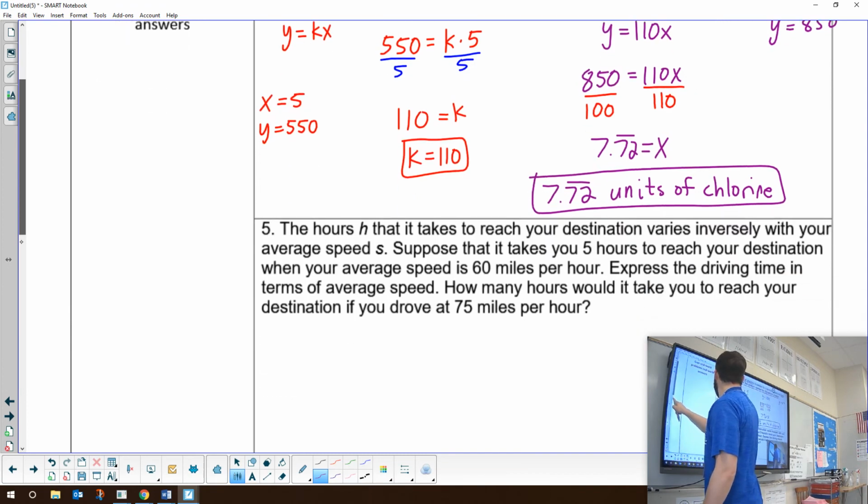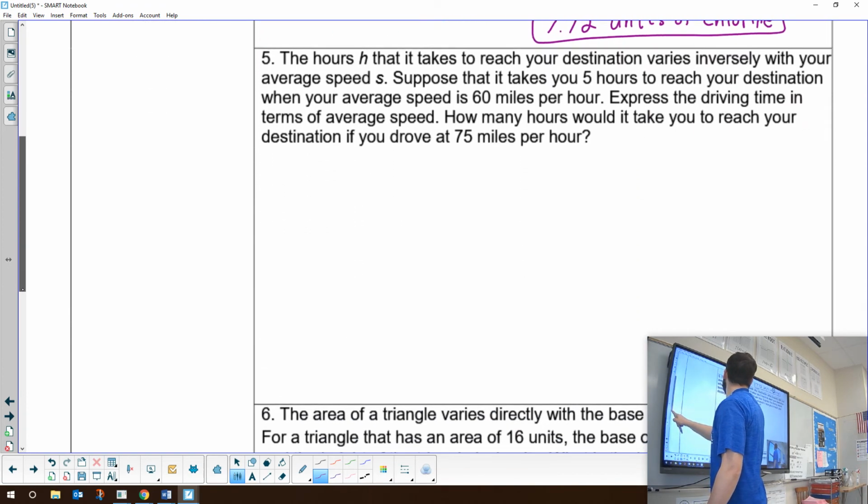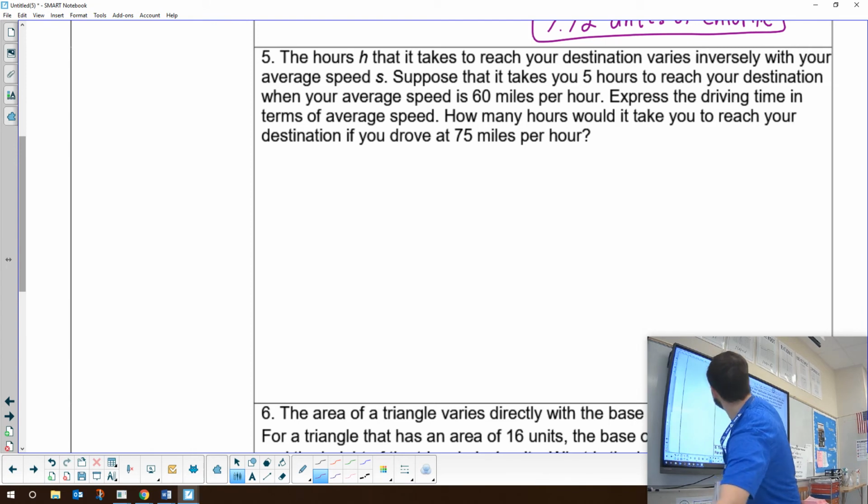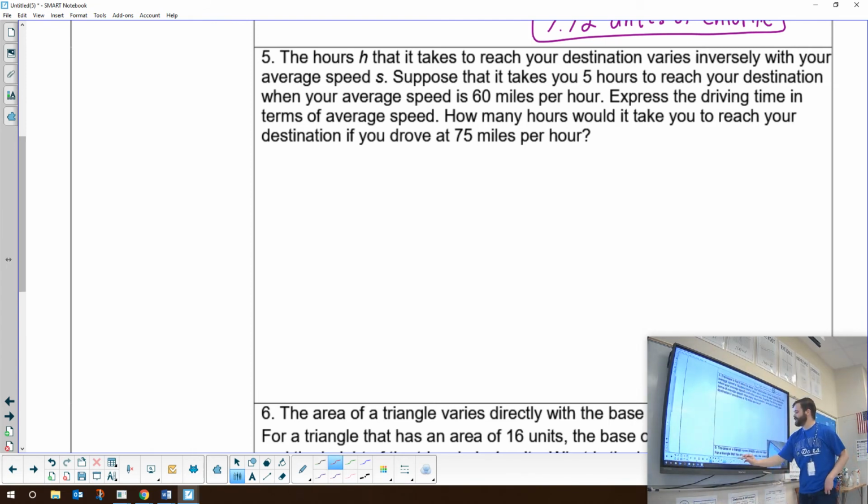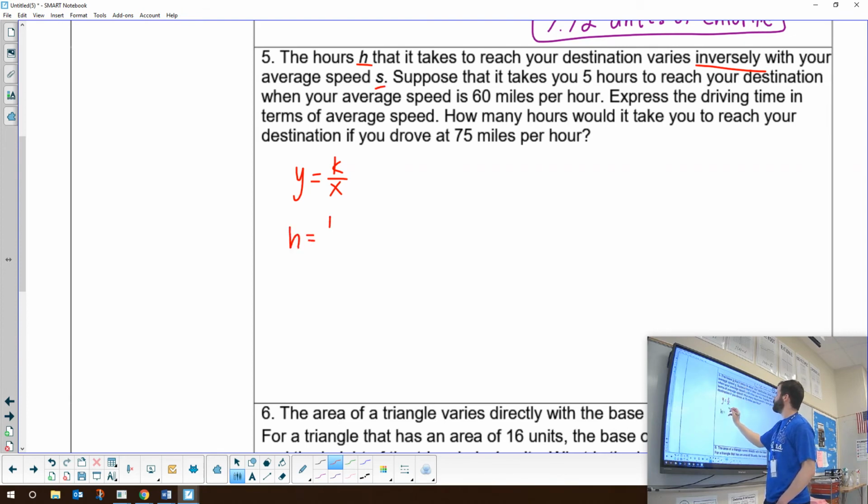Our next one, number 5, says the hours h that it takes to reach your destination varies inversely. So this one's an inverse problem. So we're going to be using this formula, y equals k over x, with your average speed s. Instead of using y and x, we can use h and s. I could go h equals k over s. Doesn't matter. We can write it like that. Suppose that it takes you 5 hours to reach your destination, and our speed is 60 miles per hour.